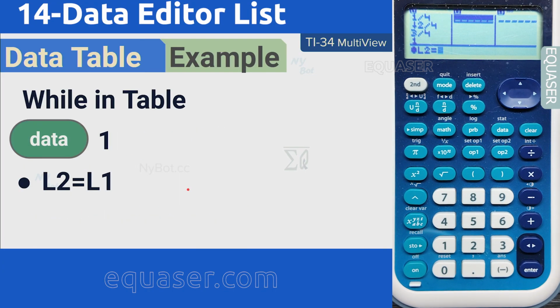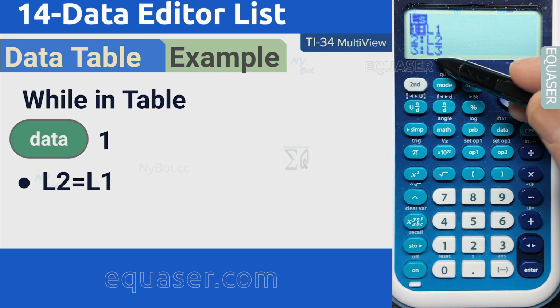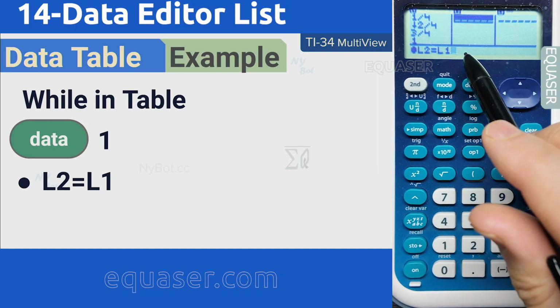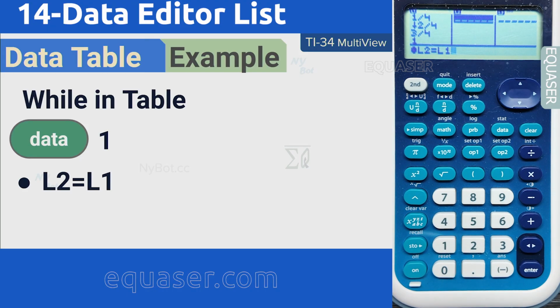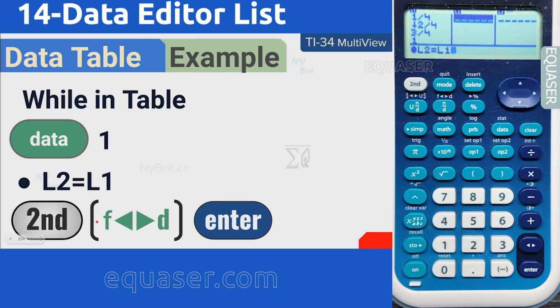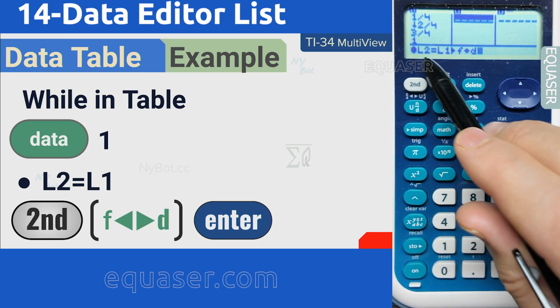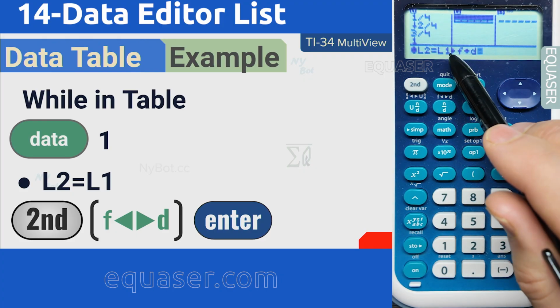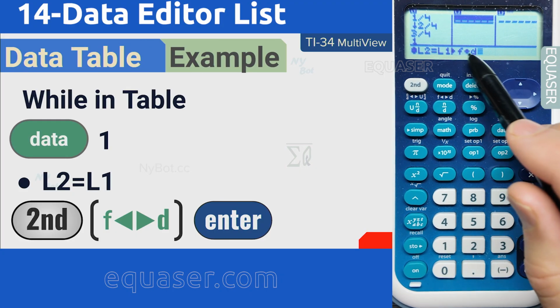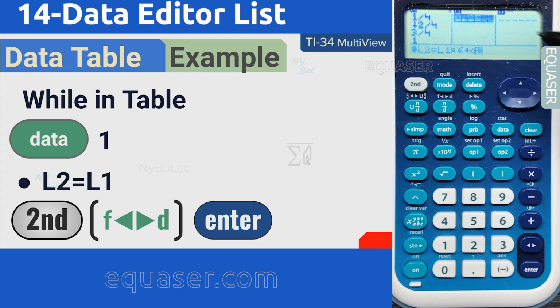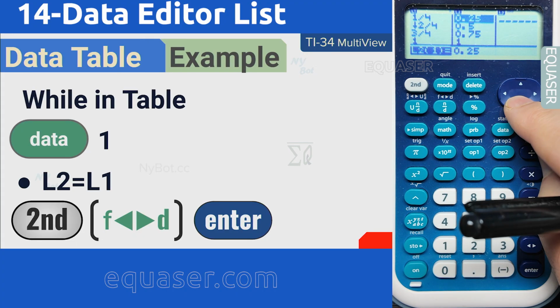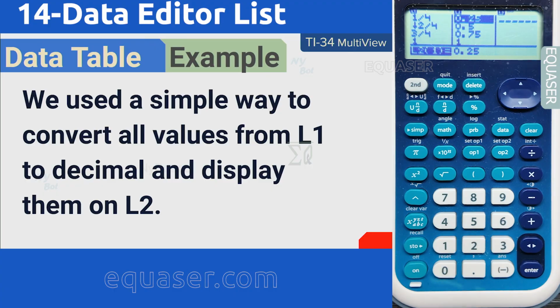Now we press data, and then we see the list. 1, we want to get L1, and then use this function in front of it. So second function and this. So this says L2 is equal to L1 converted to F-D, fraction to decimal. And as soon as I press enter, the value has been evaluated and it has filled up the whole column. So we used a simple way to convert all the values from L1 to decimal and display them in L2.